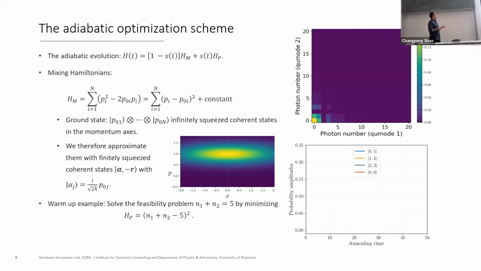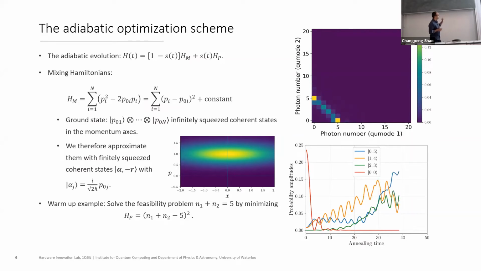And so I do this adiabatic evolution that I'm showing there, and numerically we look at how things would evolve. You start with the squeezed vacuum state, and then you do this adiabatic evolution. As you do the adiabatic evolution, you see that the correct states that represent those integer solutions get amplified through the adiabatic evolution.